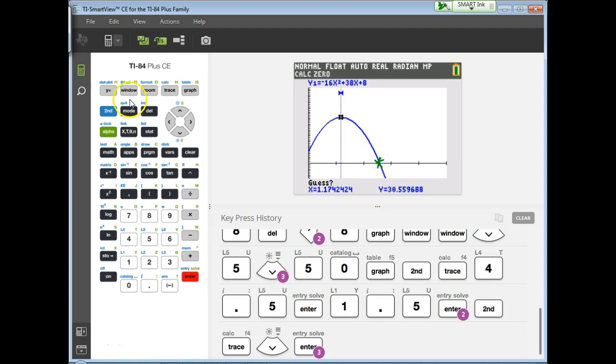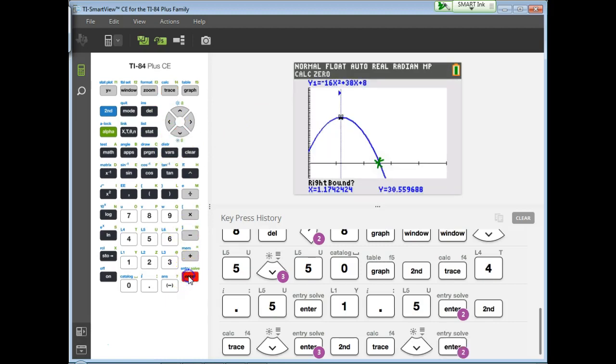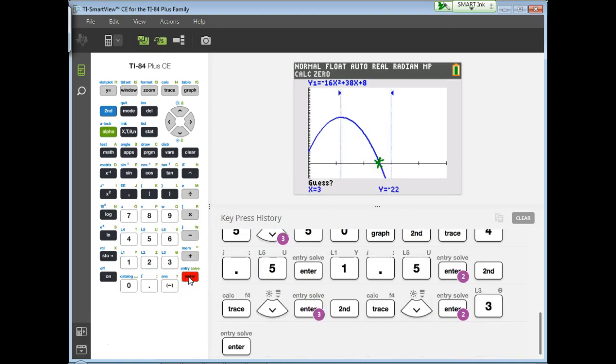I'm going to hit enter. Oops. Oh, blasted. All right, I got to do that again. Second trace, 0. All right, there we go. Enter. All right, I'm left bound, yes. Now I need to drag it to the right. So past the x-intercept would be at like 3 seconds. So I'm going to jump to 3. And then the x-intercept is in between those two. So enter one more time.